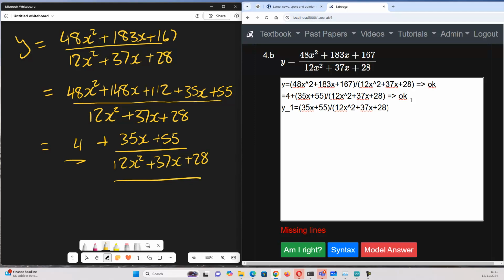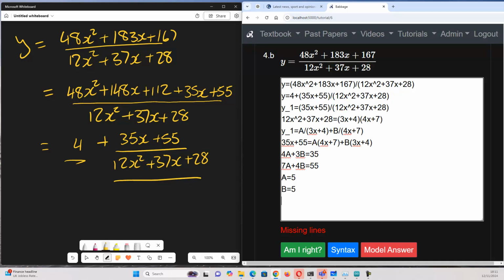So rather than go through that, I'll just cut to the chase, shall I? Right, so I've gone through this, so I've got A is equal to 5 and B is equal to 5. I'm now going to put that into the sanity check equation, which is here. So I'm going to get 5 outside, 4x plus 7, 4x plus 7, plus 5 outside, 3x plus 4, 3x plus 4.